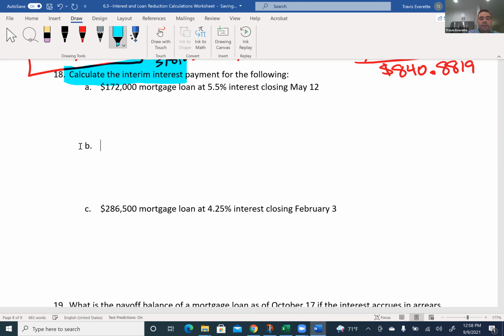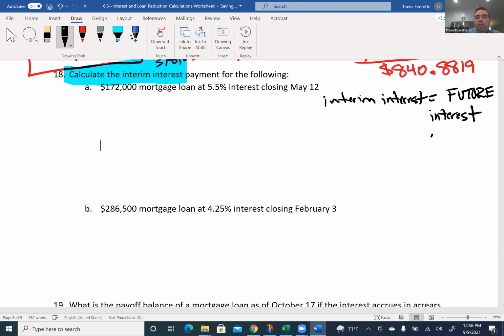What's that? All right. So let's make a note for myself, first of all, of what interim interest is. Interim interest equals future interest on buyer's new loan and for the rest of the month. So accrued interest goes back to the beginning of the month. Interim interest goes forward to the end of the month.